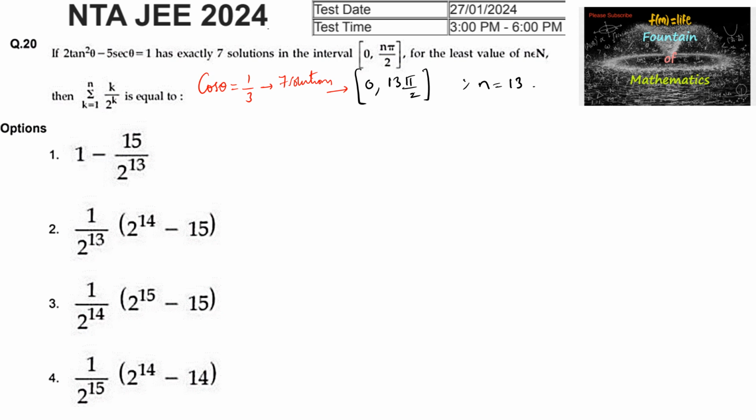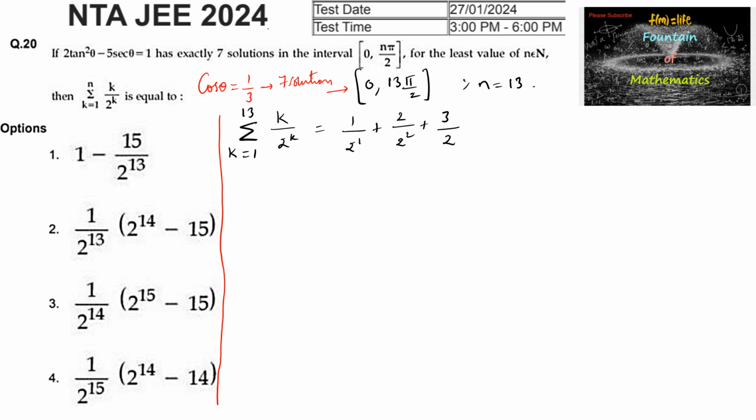Now let's consider the summation k is equal to 1 to n, where n is 13 here, of k divided by 2 power k, which is equal to 1 by 2 power 1 plus 2 by 2 power 2 plus 3 by 2 power 3 and so on, up to 12 divided by 2 power 12 plus 13 divided by 2 power 13. Let us consider this to be S.